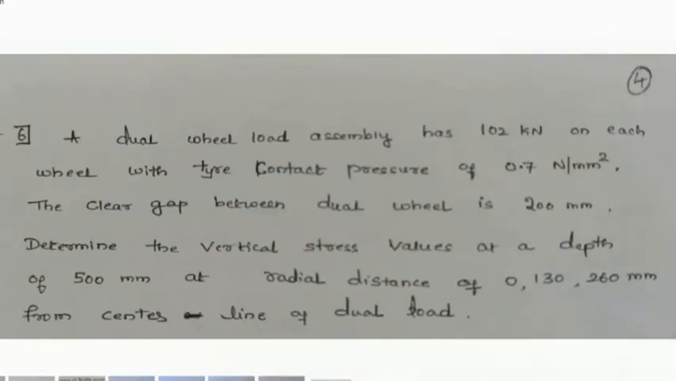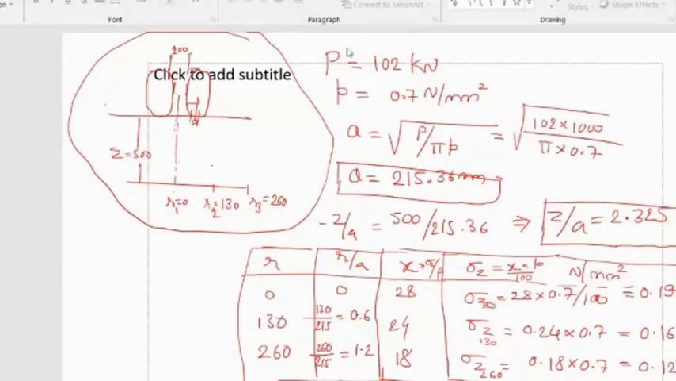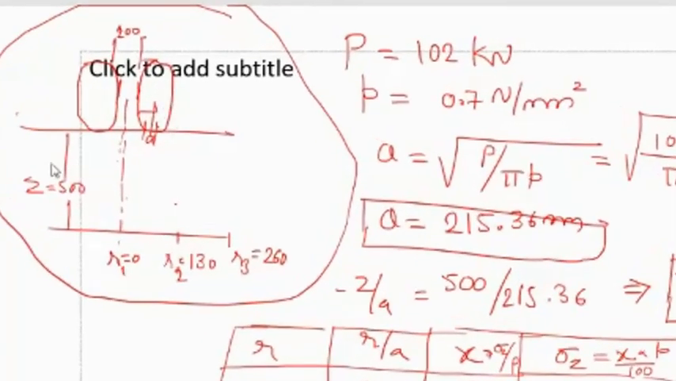Here, in the given data, 102 is the given load, right? And the clear distance between the inner wheels is 200 mm, and the depth is given as 500 mm, and the radial distance is given. R is equal to 0, R1 is R2 is equal to 130 and 260, right? At these points, we need to find the stress, right?